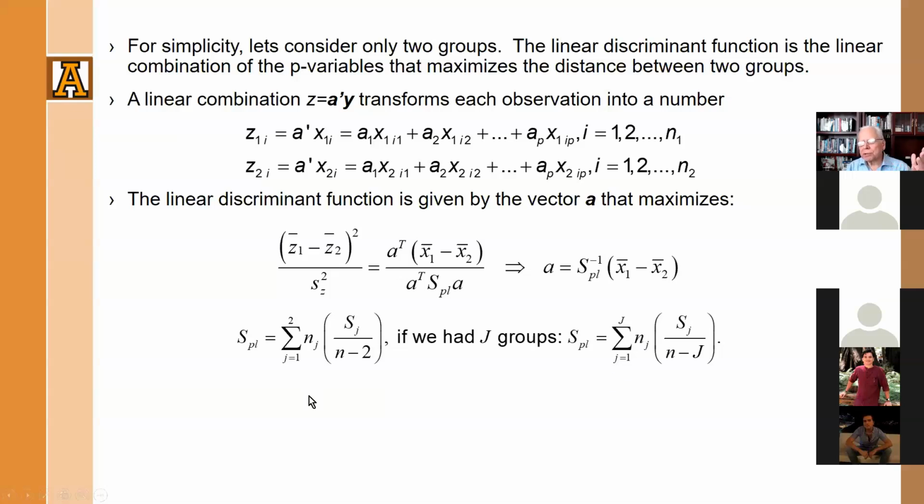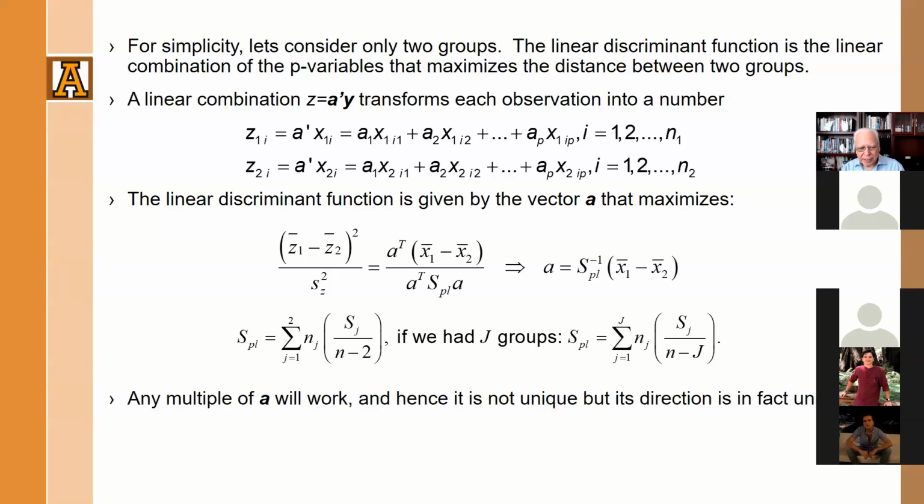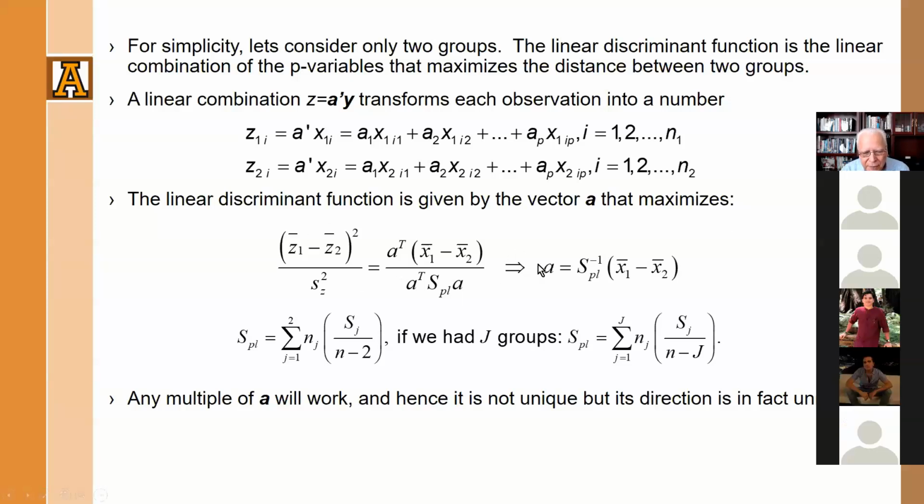If we had J groups, then the pooled estimate of the variance covariance matrix is going to be an average of the variance covariance matrices for each of the J groups. Here I have J groups, so I'm taking just the average of all the variance covariance matrices for each one of the groups, and that will be my estimate of the common variance covariance matrix, the pooled estimate of the variance covariance matrix.